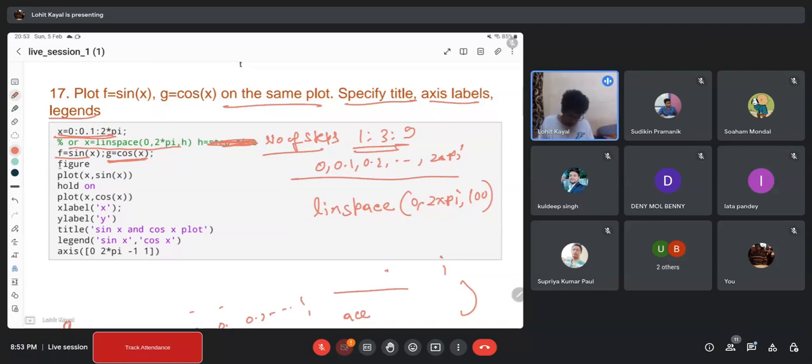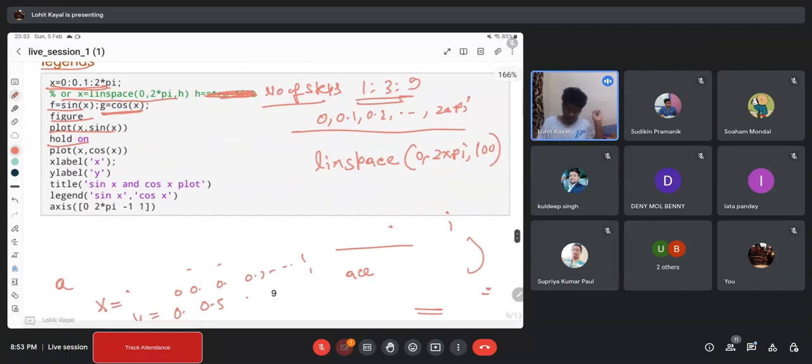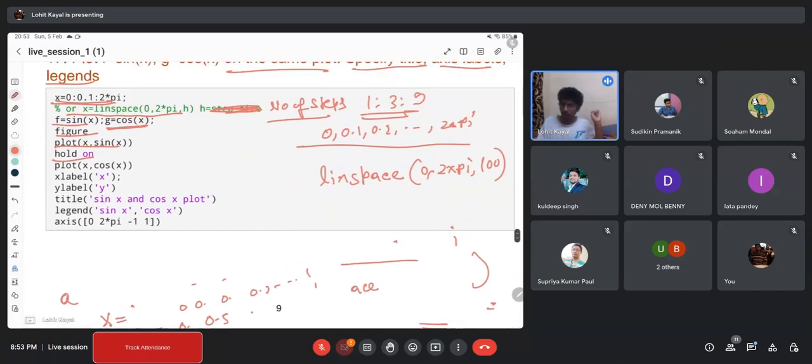Now I am defining figure. Figure means a new figure will appear. Now I am doing plot x comma sine of x. This is the same thing I have already told, but just for practice. Then hold on. That means the new plot will appear on the same figure. Hold on, plot x comma cos of x.